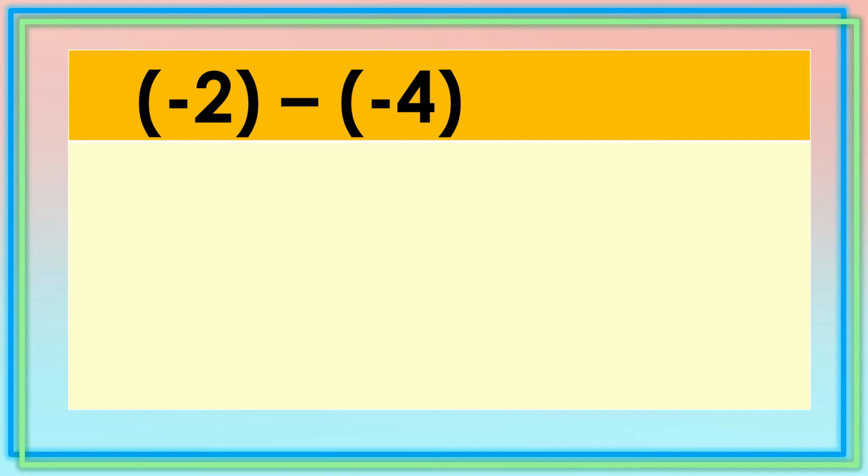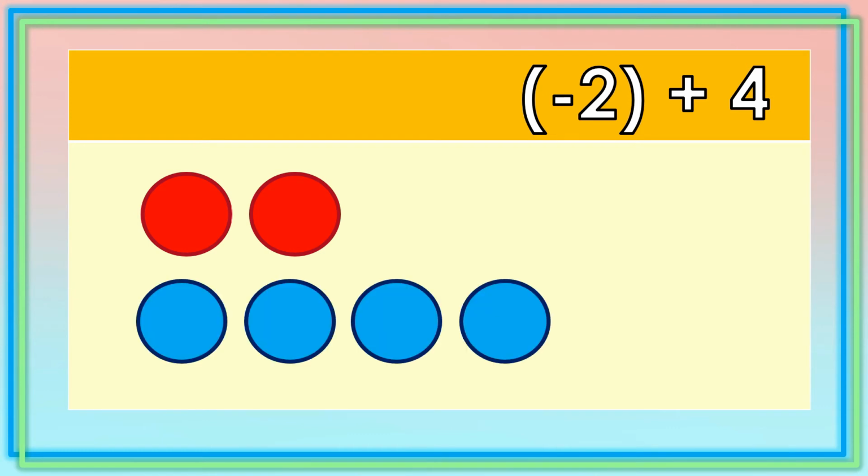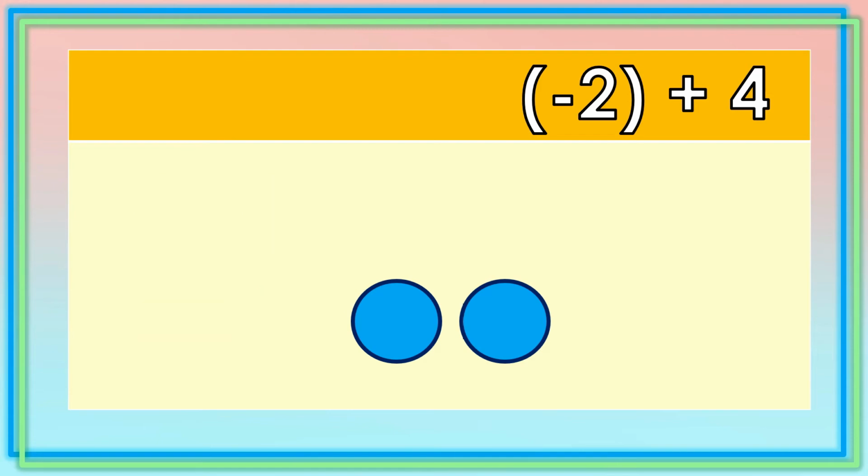Number 2 example. We have negative 2 minus negative 4. Again, kailangan natin i-change ang sign ng subtrahend, then proceed to addition. So, negative 2 plus positive 4. Ang negative 2 natin ay 2 red chips. And positive 4, ito ay 4 na blue chips. Again, meron ulit tayong zero pairs. So, tatanggalin ulit natin siya. So, ang natitira na lang ay 2 blue chips. So, negative 2 plus 4 is equal to 2.